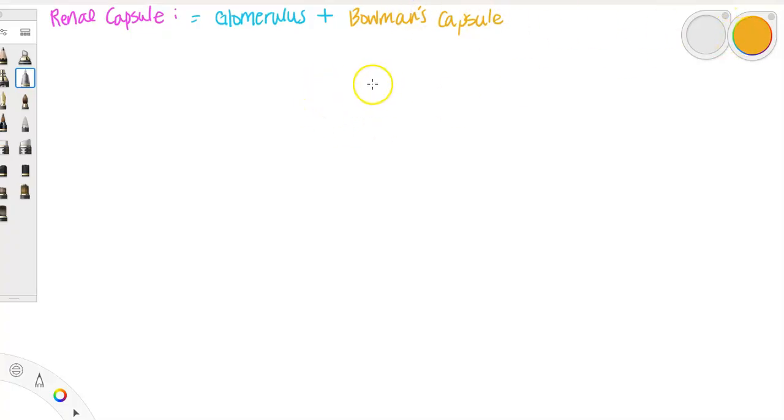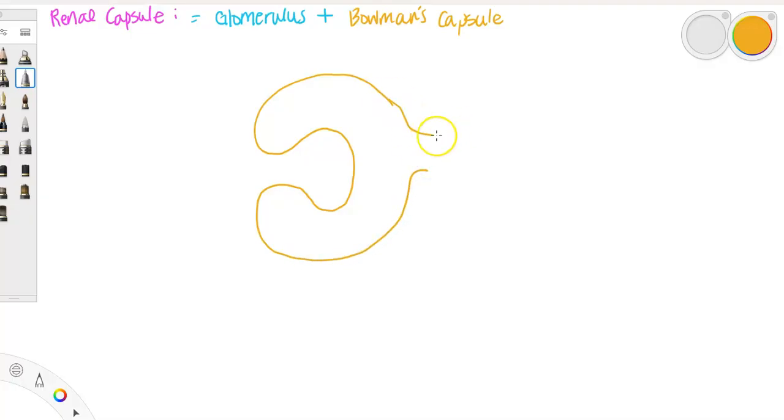So if we draw our capsule, so this is Bowman's capsule, and if you can see this, it's got basically two layers, so a layer here and a layer here. This layer out here is called the parietal layer, and that should make sense. It's kind of like the serous membrane. So the outer part of that membrane is the parietal one.